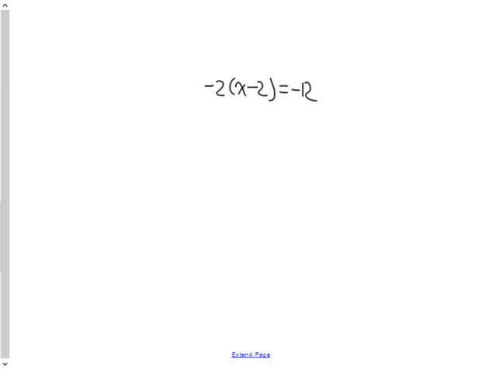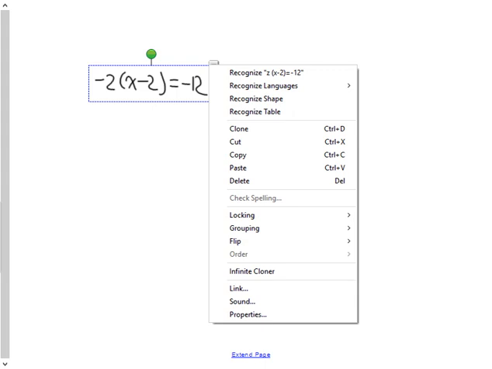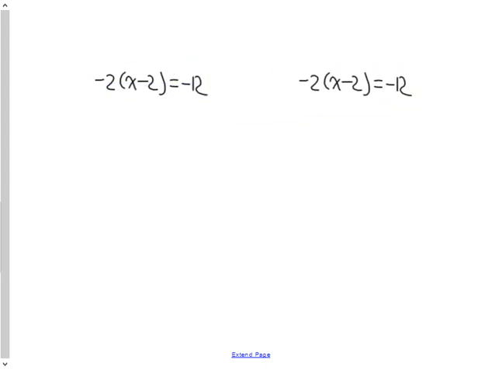Your next question is a variation. The only difference is your coefficient outside the brackets is -2. So -2 groups of x minus 2. And we're going to clone this real quick. I'm going to take this over here. I'll clone it. I'll bring it over here. We'll solve it 2 ways.